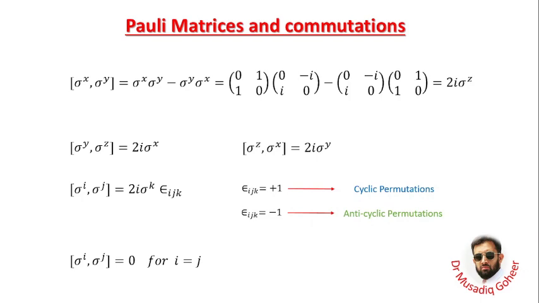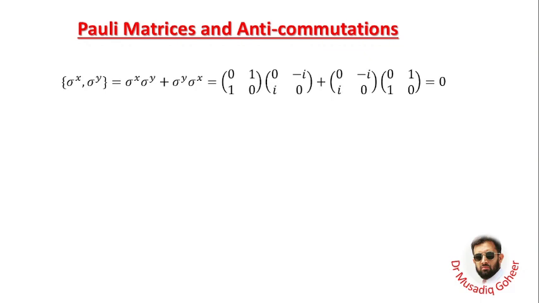Now let's move towards fermionic spin systems. As you know, in fermionic spin systems we are dealing with spin-half systems like electrons and protons, and the Pauli exclusion principle comes into play. For anti-commutation relations, we use curly brackets, and the anti-commutation relation is written as sigma x sigma y plus sigma y sigma x. So this is the difference between commutation and anti-commutation.